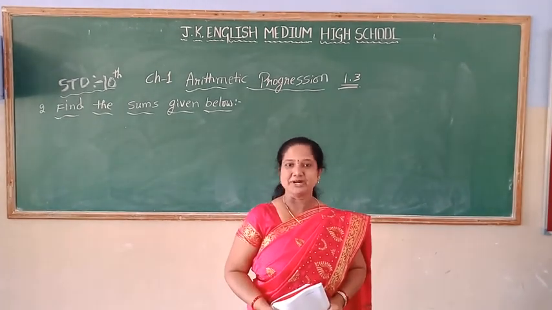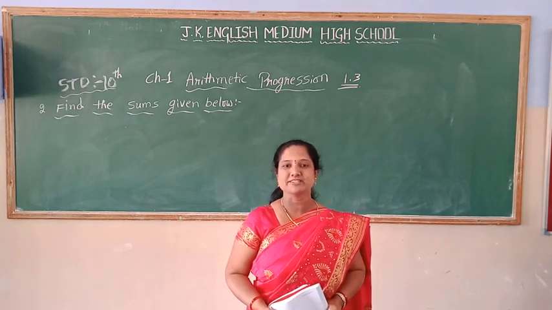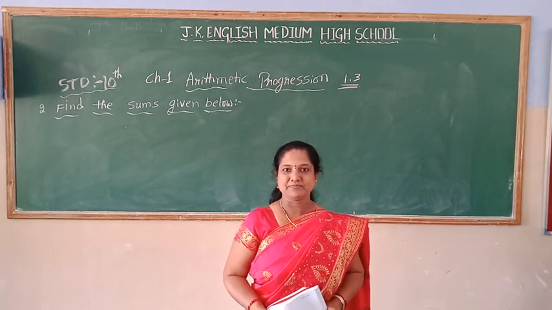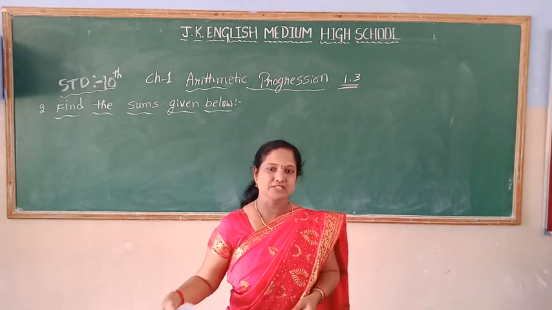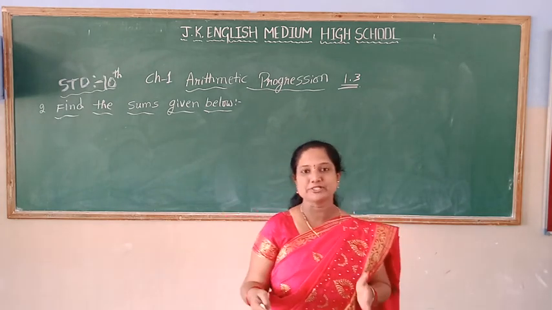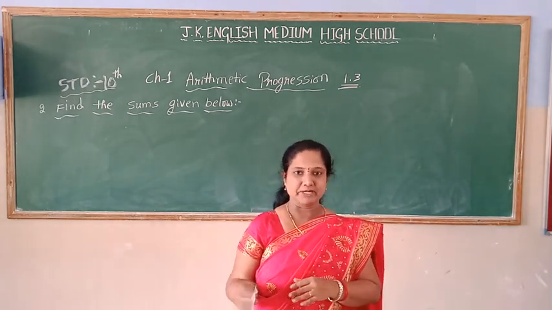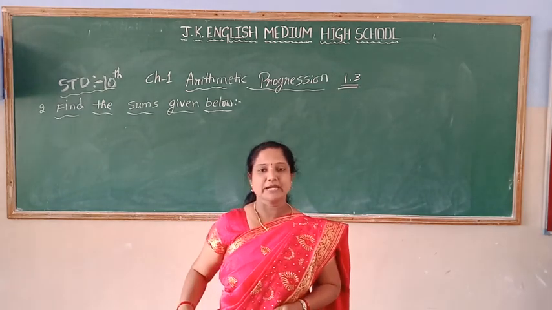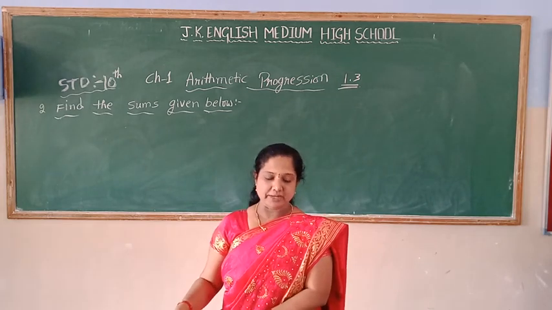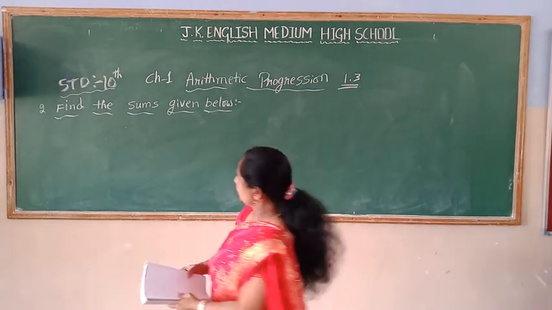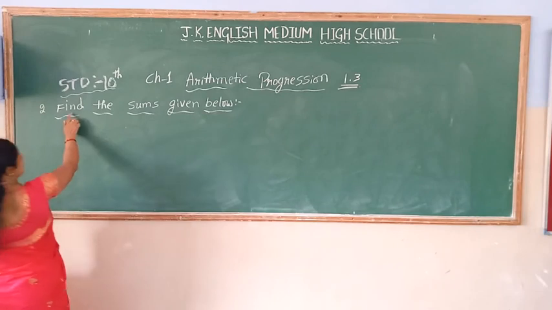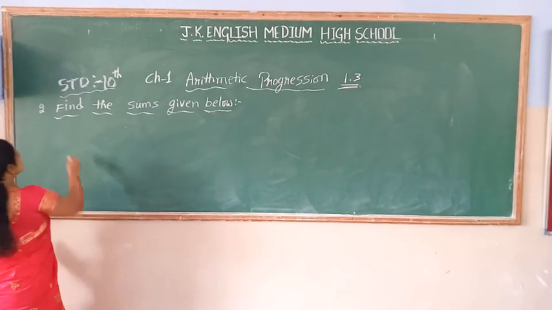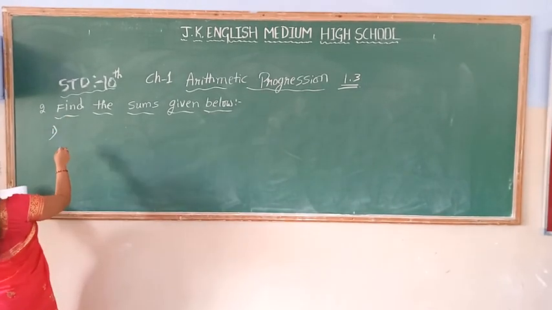I am going to continue arithmetic progression, how to find the sum of an arithmetic progression. Already I explained which formulas we use to find the sums of an arithmetic progression. So today I am going to solve Exercise 1.3, second main question. The first question's heading is: find the sums given below.